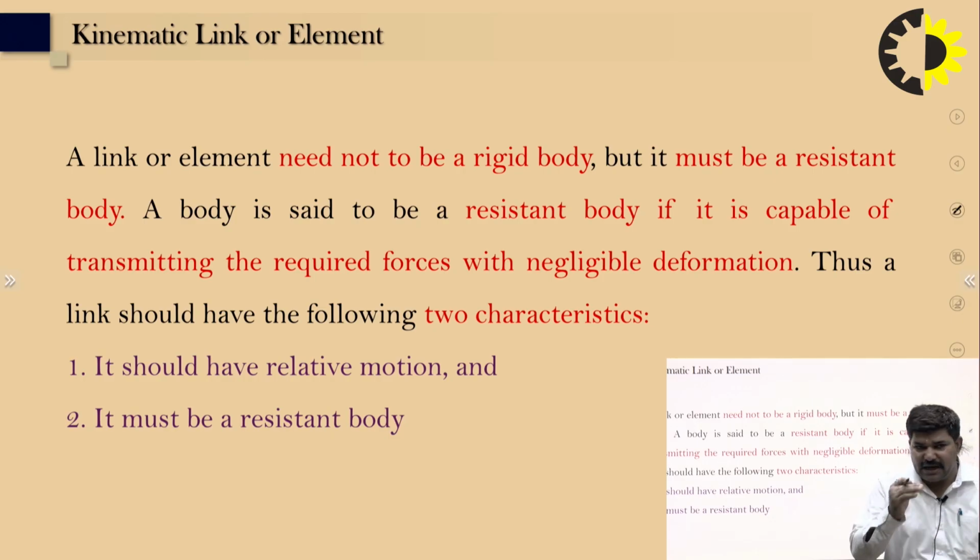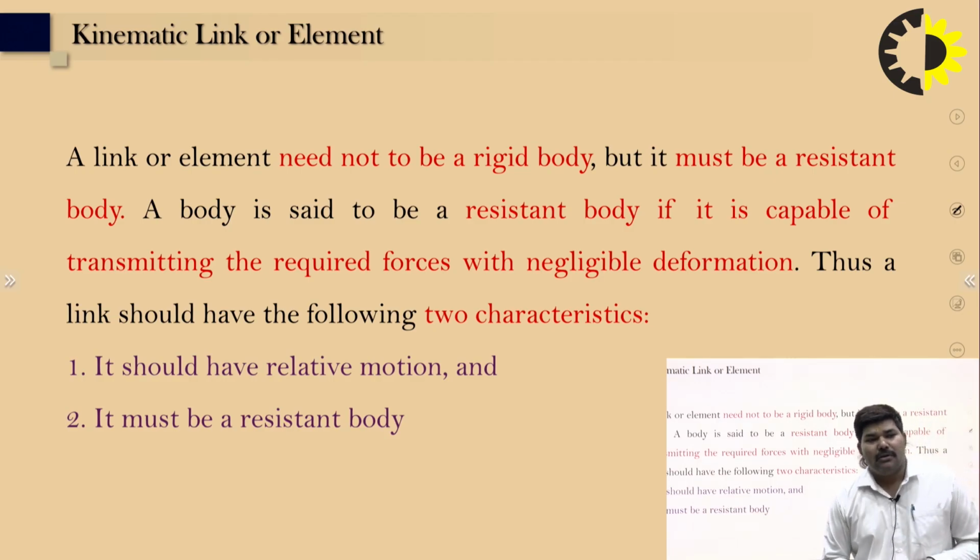A body is said to be a resistant body if it is capable of transmitting the required forces with negligible deformation. Thus, the link has the following two characteristics: it should have relative motions, and it must be a resistant body.